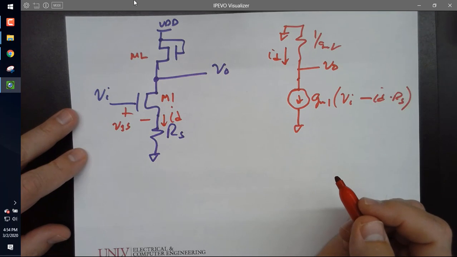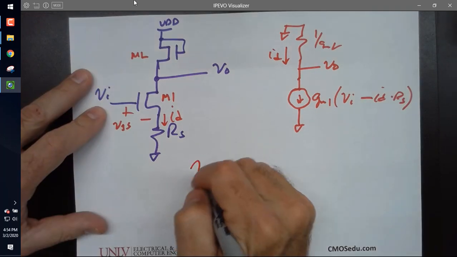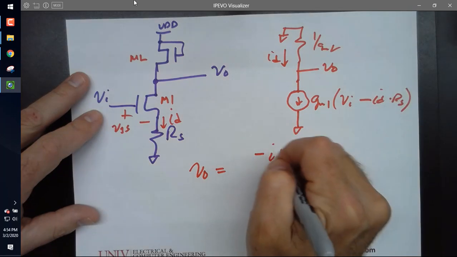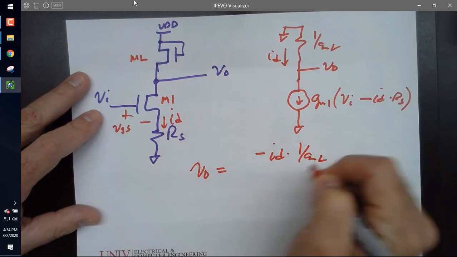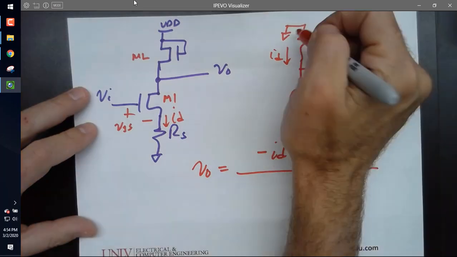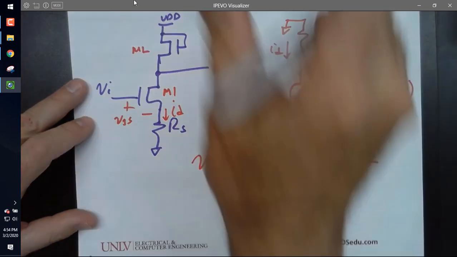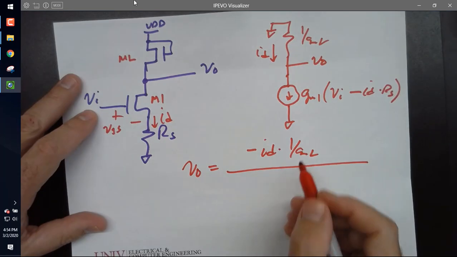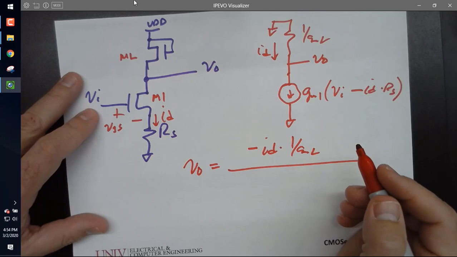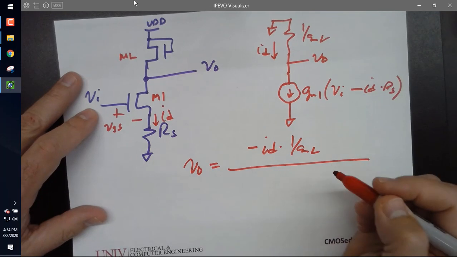Proceed or stop? Okay, so I get V out. I'm assuming everybody sees this: minus ID times 1 over GML. It's minus because it's flowing backwards through the resistor. And that's divided by... I guess we just leave it like that for now.